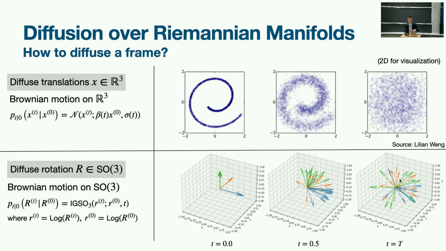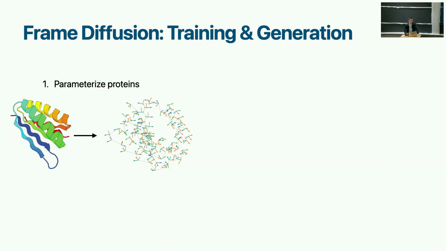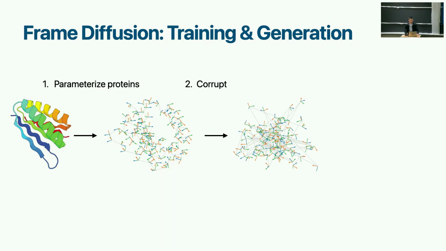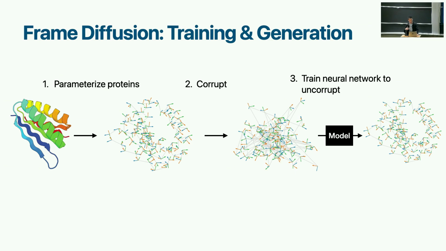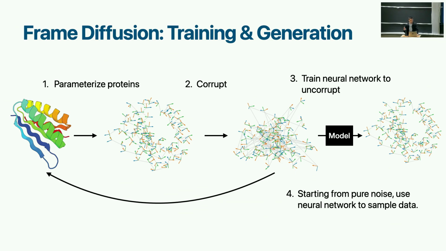I'm not going over the mathematical detail here, but it's all in the paper later on. What we call frame diffusion is that we parameterize the proteins this way, and we corrupt them with the noise that I described before, and you can train a model to uncorrupt this noise to get back to the original state. And then starting from pure noise, you can use a neural network to sample the data iteratively.